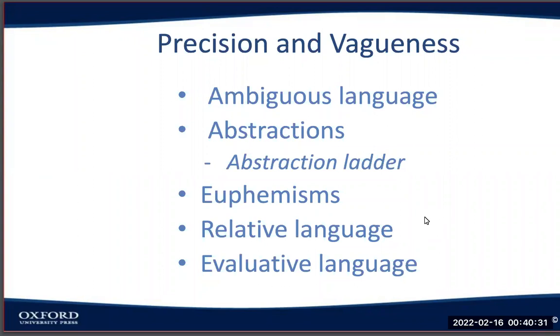So abstractions are convenient ways of generalizing about similarities between several objects, people, ideas, or events. And then there's an abstraction ladder. There's a diagram that demonstrates this. It shows how we can use a range of specifics to abstract terms for describing an object, event, or situation.